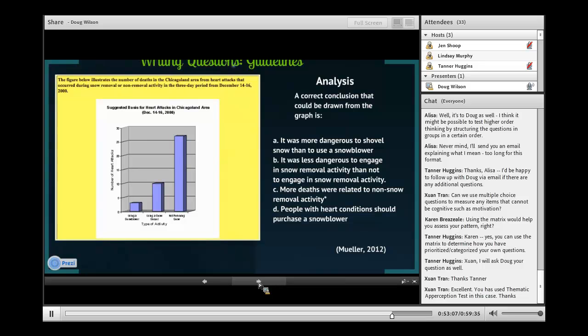to the chart. So we see on the vertical axis, the number of heart attacks, and then type of activity. That far right bar looks like not removing snow. The middle one is using a snow shovel. And then the smaller one is using a snow blower. I just want you to know that it's not so much the graphic as I presented it, it's my aging eyes that make the screen hard to see. The answer is more deaths were related to non-snow removal activity.